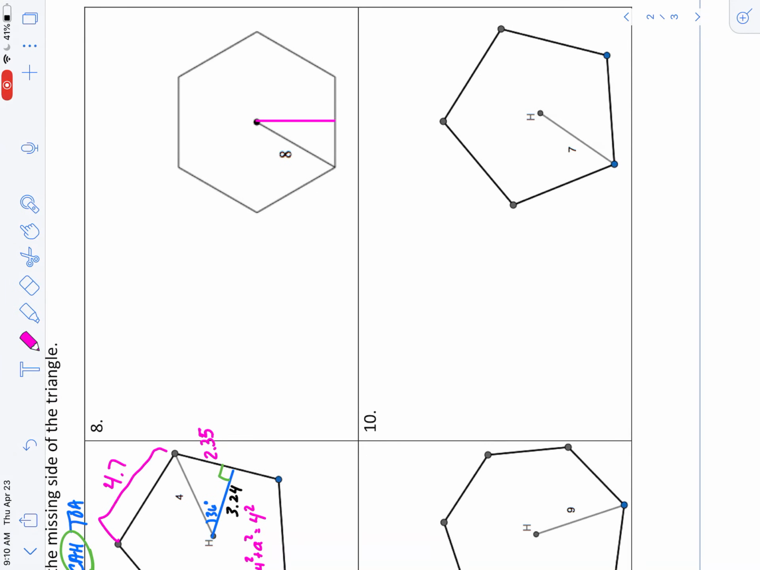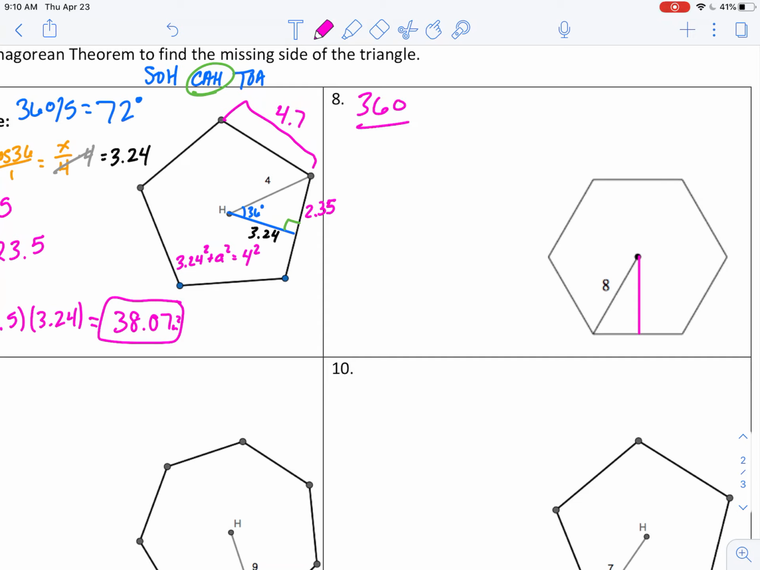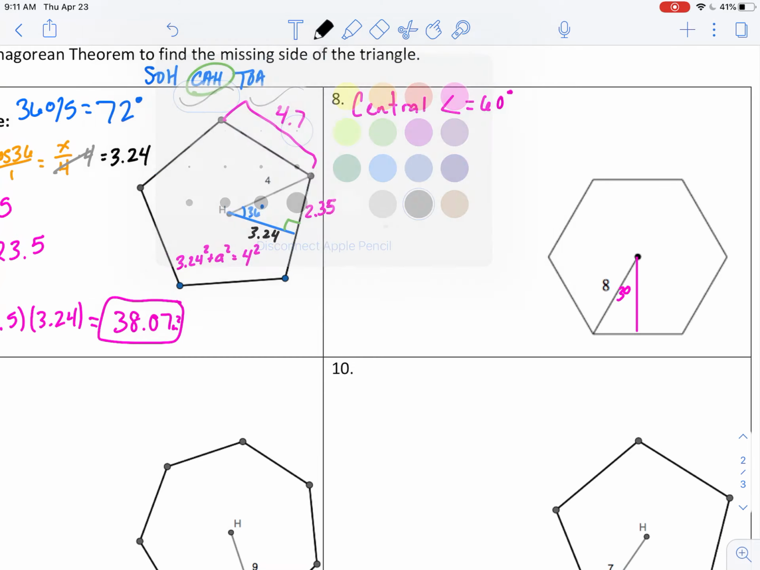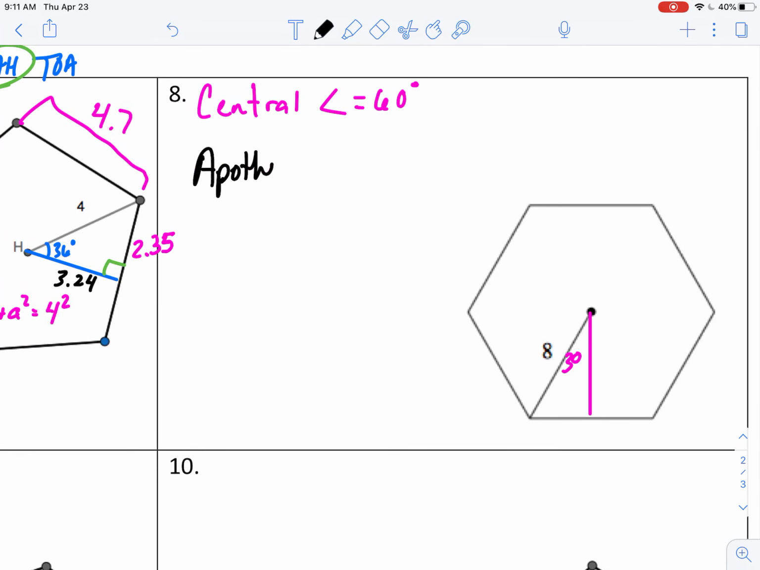Okay, I'll try number 8 with you, and then we'll be done. So first step, let's draw in our apothem. Second step, we will find that central angle. Find that central angle. That's 360 divided by 6 is 60. So the central angle is 60, so this half is 30. Now let's find our apothem.